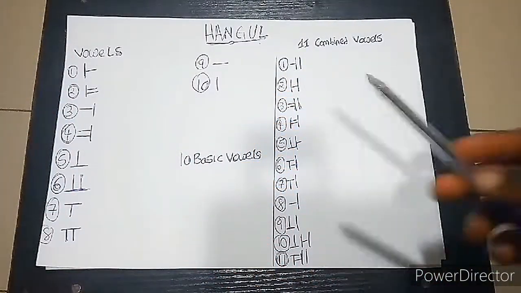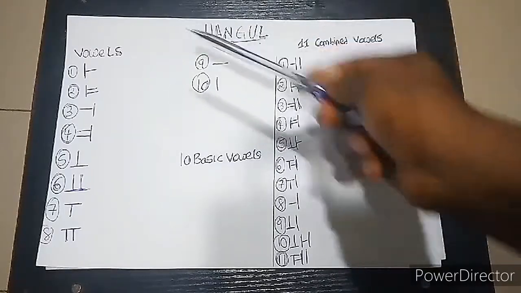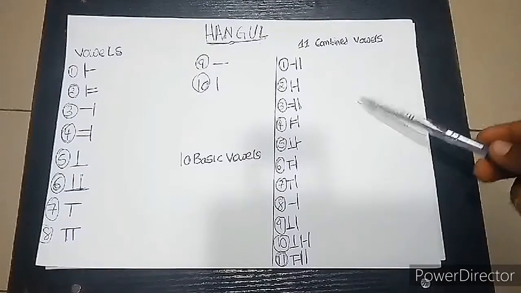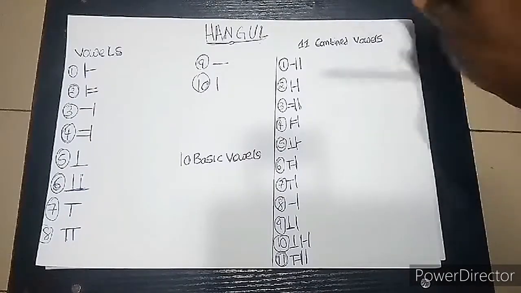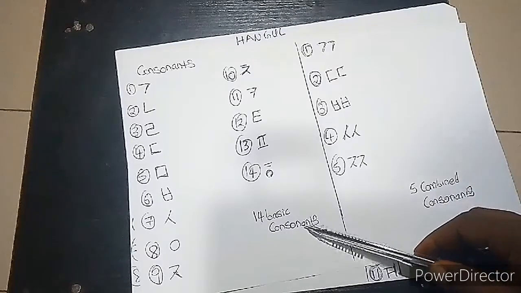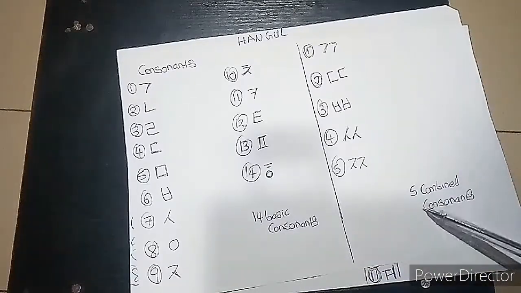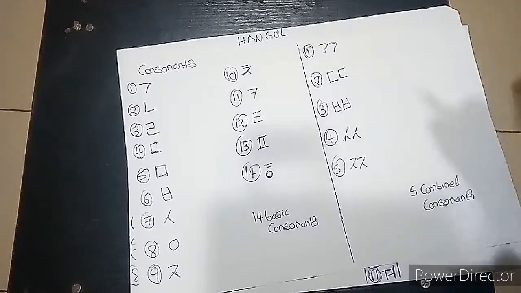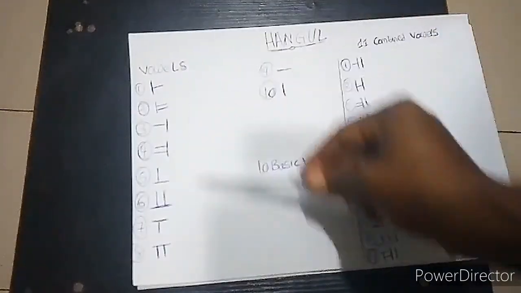So like I said, the Korean alphabet is made up of 10 basic vowels and 11 combined vowels, and it's also made up of 14 basic consonants and 5 combined consonants. So altogether we have 40 characters in the Korean alphabet. So let's start with the vowels. Now, these are the 10 basic vowels.